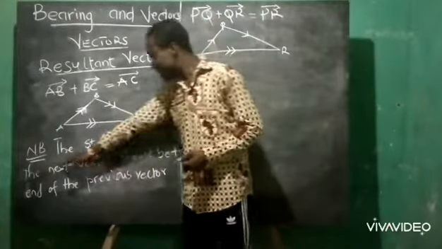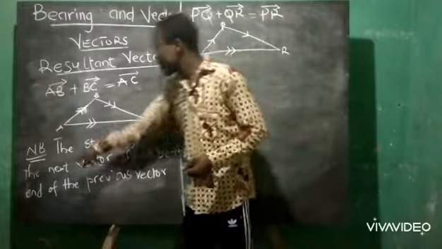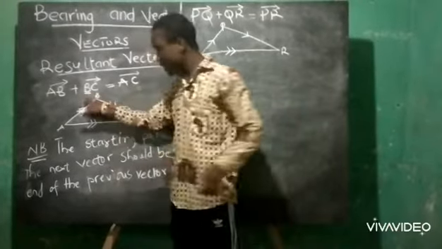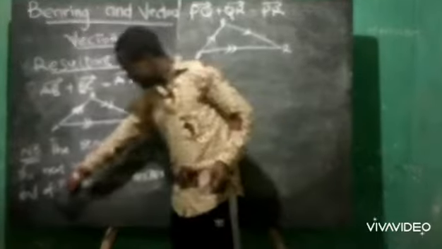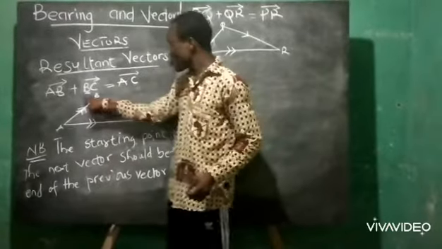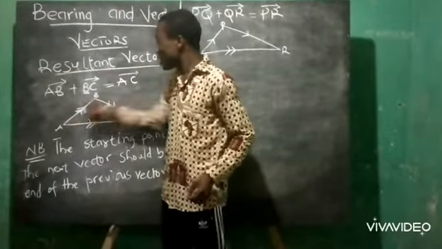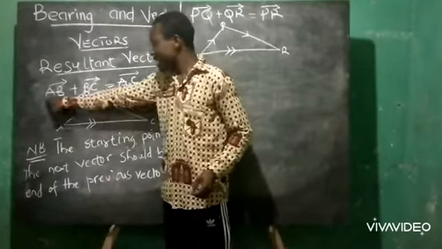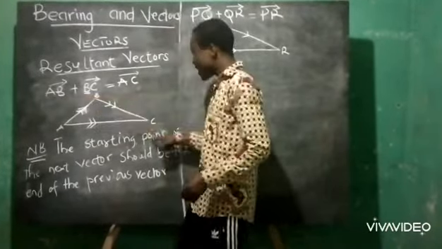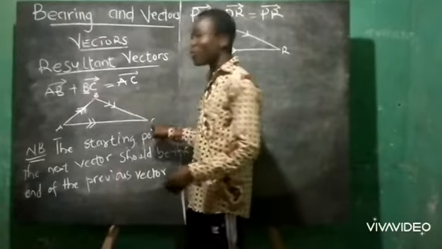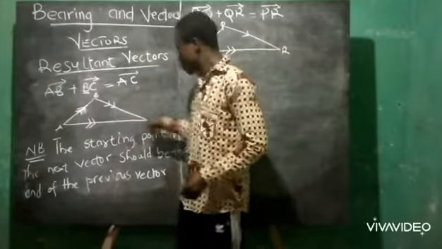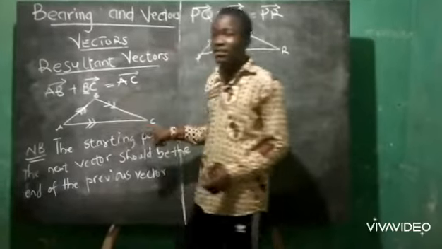So now they are saying the starting point of the next vector, which is BC, the starting point is this one, the B here, should be the end of the previous vector. So where you are starting from should be the end of where you started from. So AB, you move from A to B, that is AB. If you want to start another length, it should start from B to another point. So AB, then BC, is going to give you AC, which is the resultant vector.